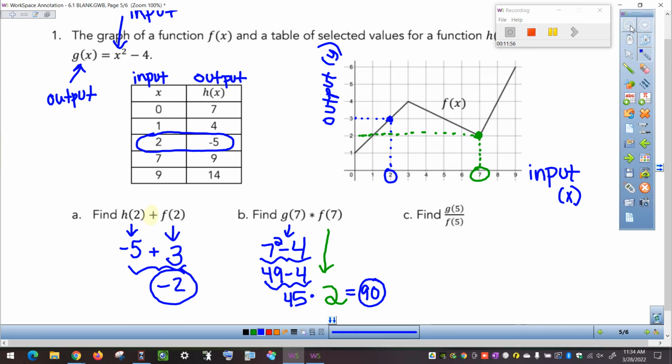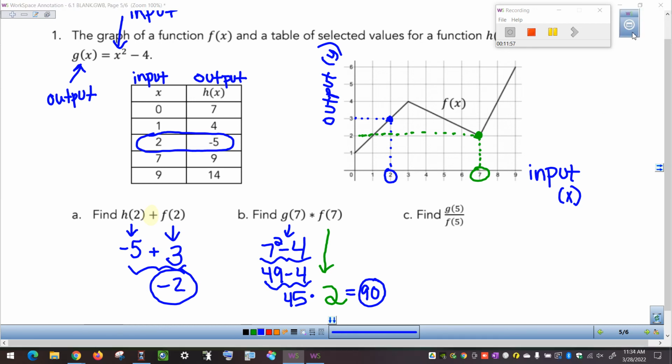All right, now you'll notice the last one we have here. This is a representation of division because we have a numerator part being divided by a denominator part. So on the top, we have g of 5. So g is going to bring us back up here to our equation. This time, the input is 5.